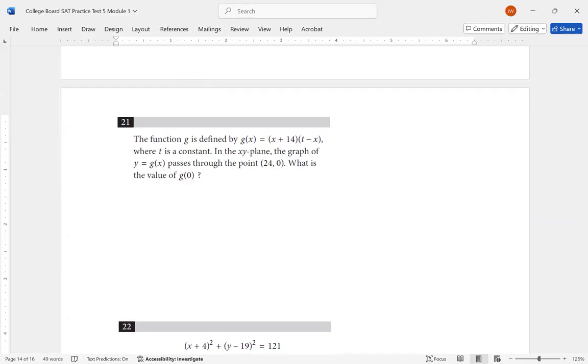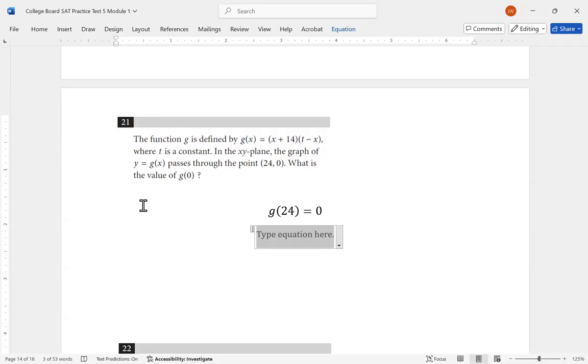For 21, it says the function g is defined by g of x is equal to x plus 14 times t minus x, where t is a constant. In the xy plane, the graph of y equals g of x passes through the point (24, 0). What is the value of g of 0? So if my function passes through the point (24, 0), that means when you plug in 24 into the g, you get out a 0.